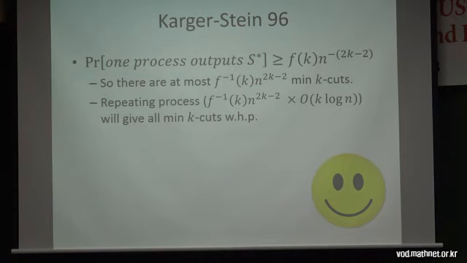Okay? But this whole analysis was done for one specific choice of S star. The only thing I assumed is that it's an optimal k cut. So we can just go over every optimal k cut. Since the sum of probabilities is at most 1, there are at most f of k times n to the 2k minus 2 min k cuts. Okay, so that's the proof.